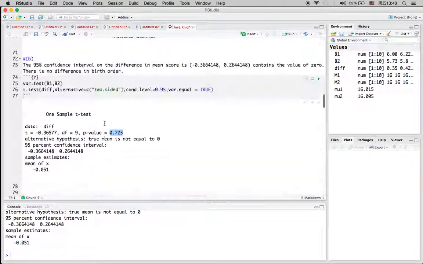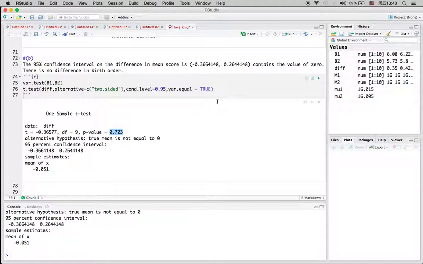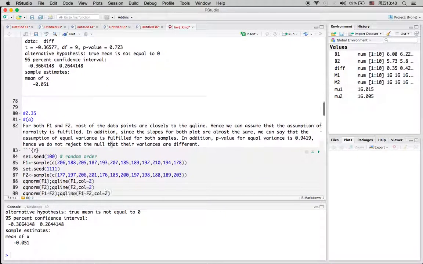And also, we can see that for the confidence interval, the lower bound is negative and the upper bound is positive, which contains 0, so there's no difference between the population means.